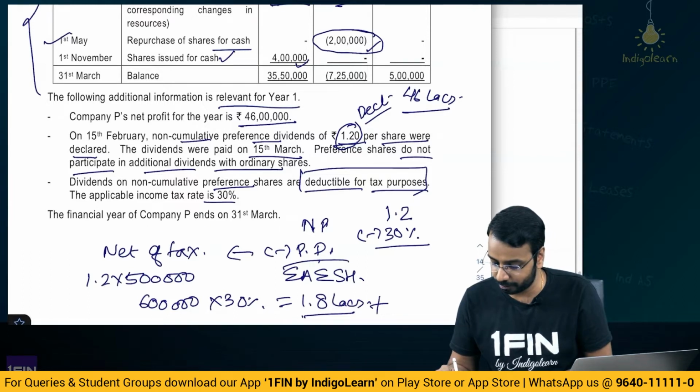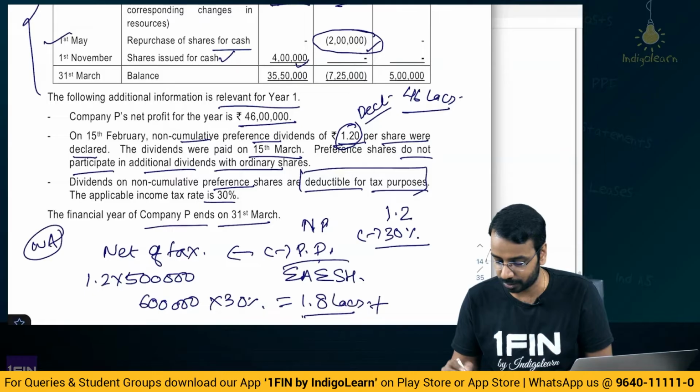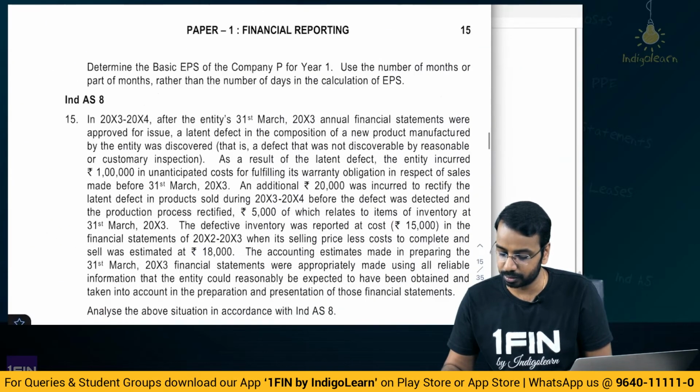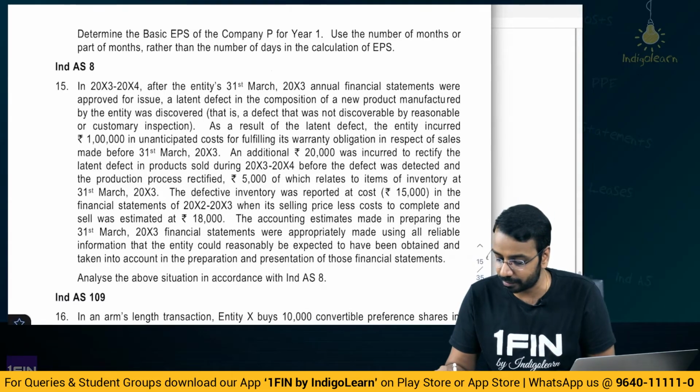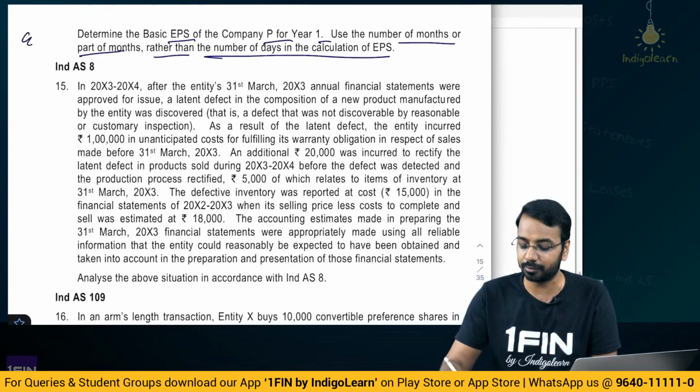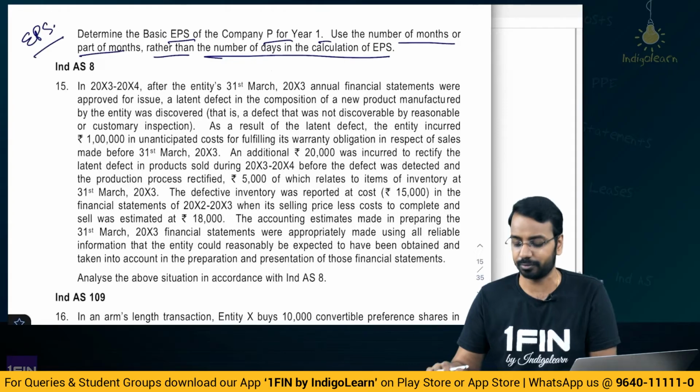The financial year of the company ends on 31st of March. This is given because you need to calculate the weighted average number of shares. So, what are you required to do? Determine the basic EPS of the company for year 1. Use number of months or part of months rather than number of days in calculation of EPS. So, you need to calculate the EPS. Very, very simple question.